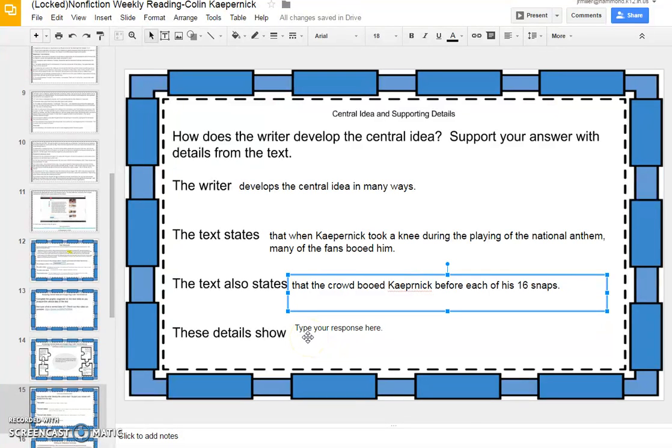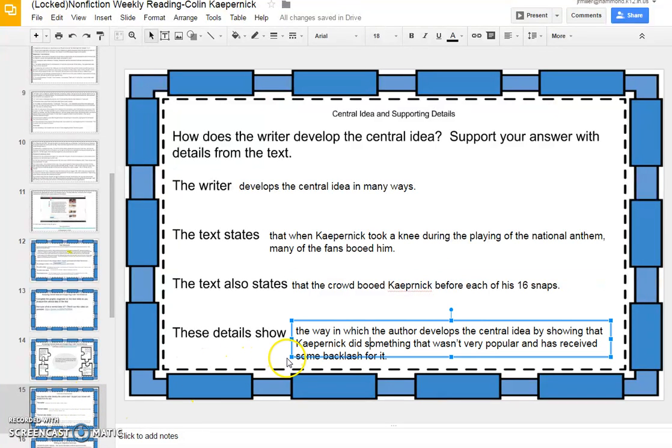I'm not going back to the graphic organizer at this time because this comes just from my own head. So here's my final sentence that explains and wraps everything up. These details show the way in which the author develops the central idea by showing that Kaepernick did something that wasn't very popular and has received some backlash for it. So now I'm going to read through my entire response and make sure it makes sense and that I answered the question asked.